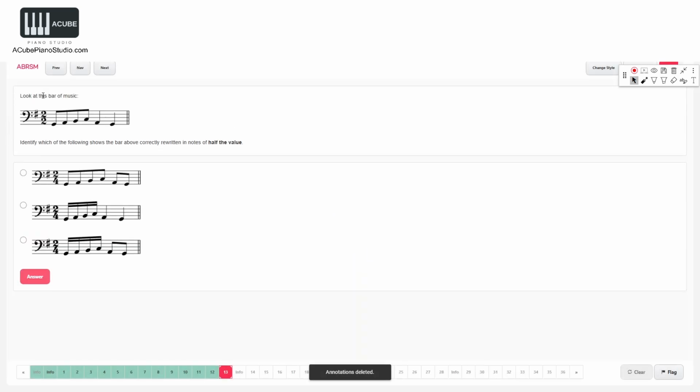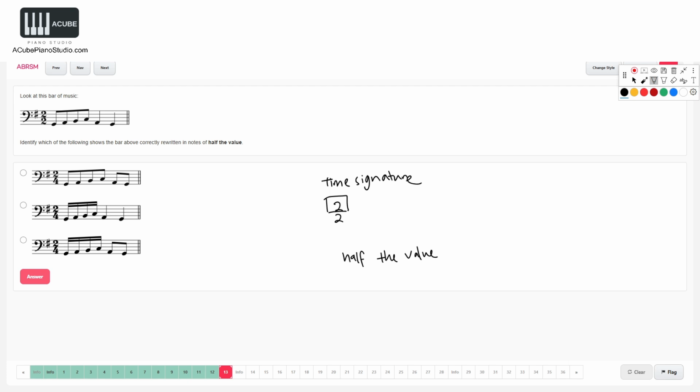Now let's take a look at this bar of music. Identify which of the following shows the bar above correctly written in notes half the value. Remember, for time signature, how do you change? You don't need to do anything for this question because all three options give the same time signature. But if some of them are different, how do you check what is the correct time signature? Remember, if you want to halve the value, the number on top always remains the same.